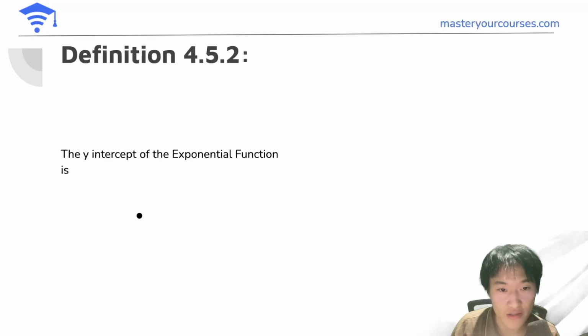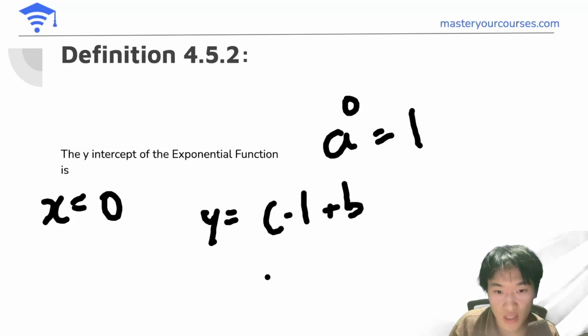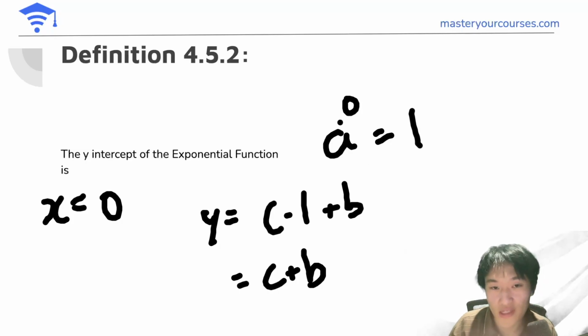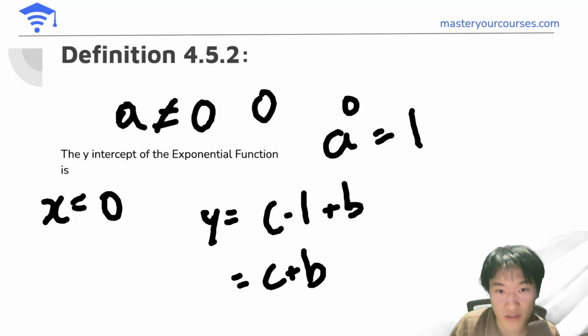Let's look at the y-intercept. So the y-intercept is, if you recall, when x is equal to 0. But if you think about the rules of exponents, a to the power of 0 is always 1 for any a. So then we just have that y is equal to c times 1 plus b, so it's just equal to c plus b. Now notice that a is always non-zero, so a is not equal to 0, because 0 to the power of 0 is just not well defined.